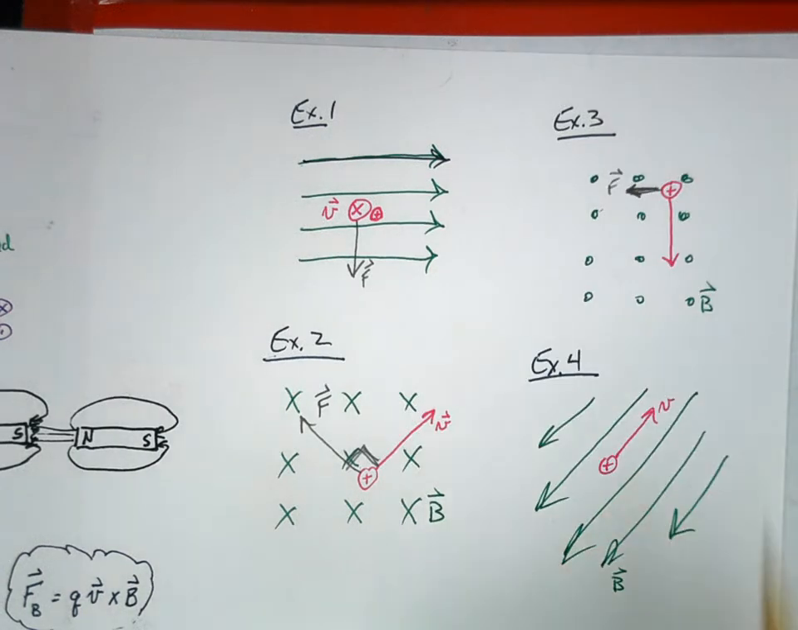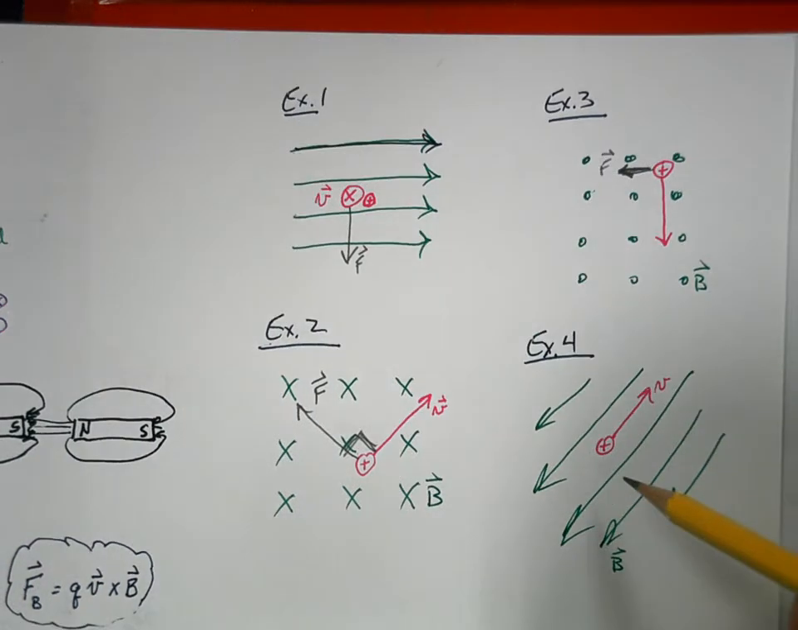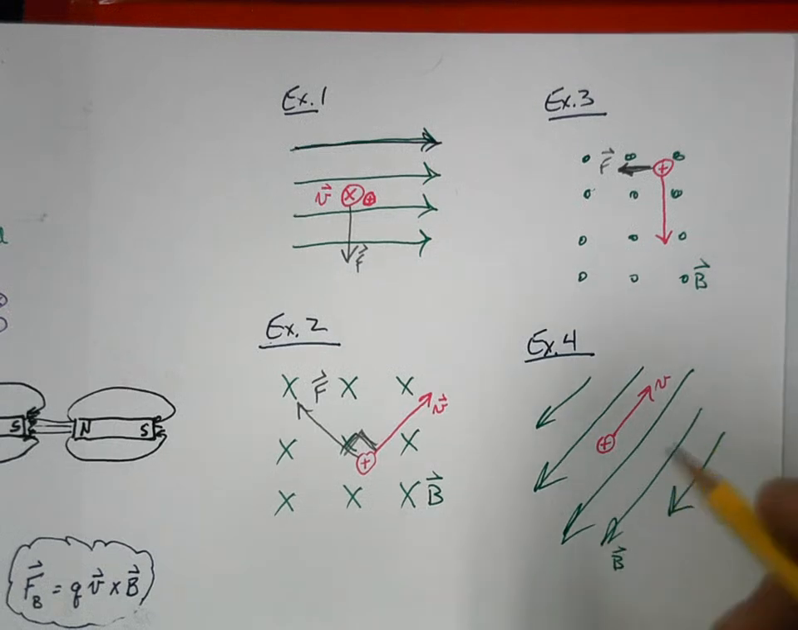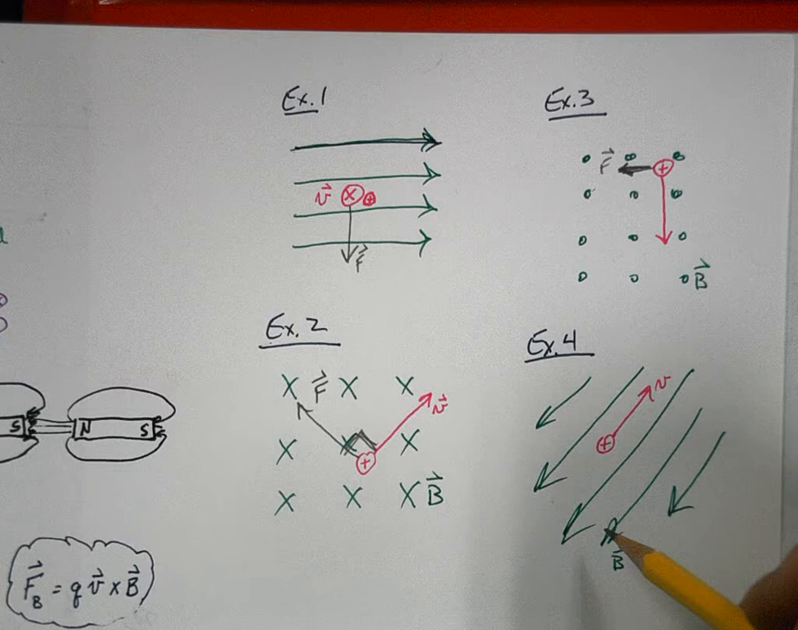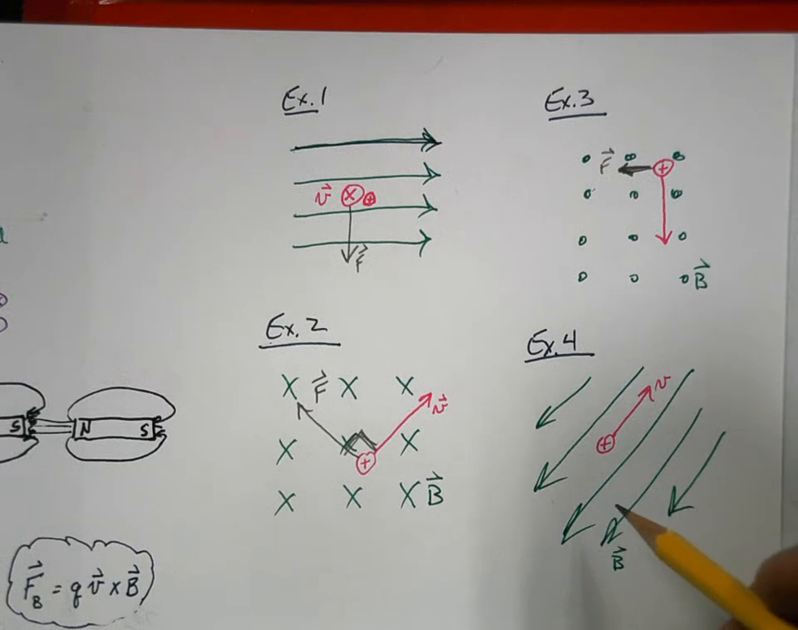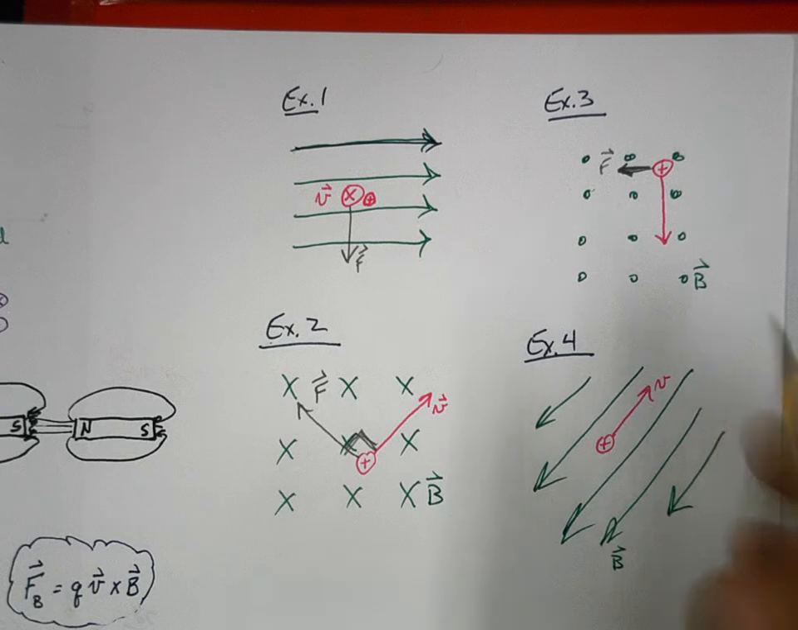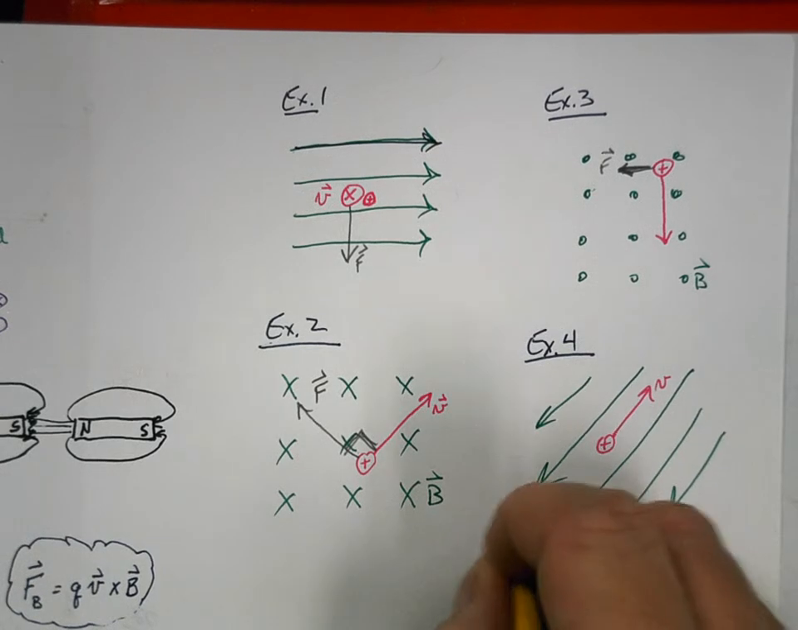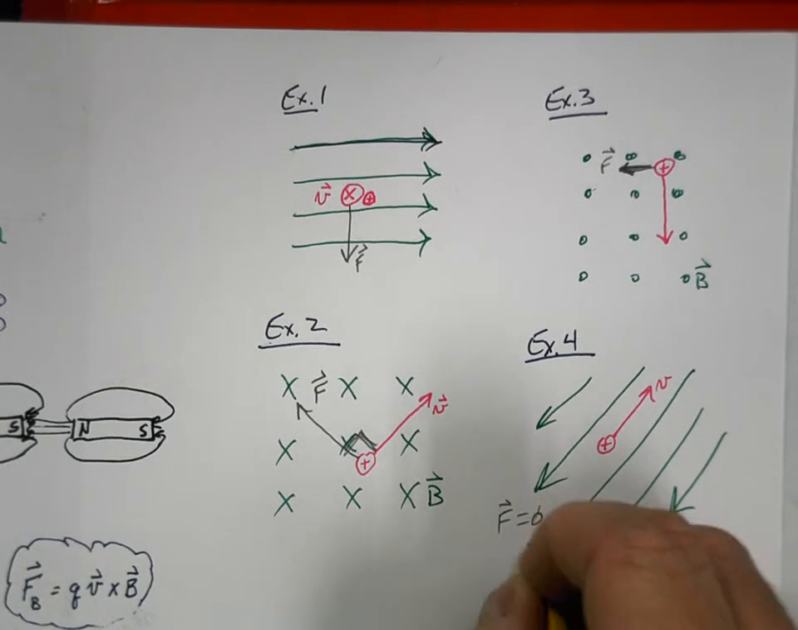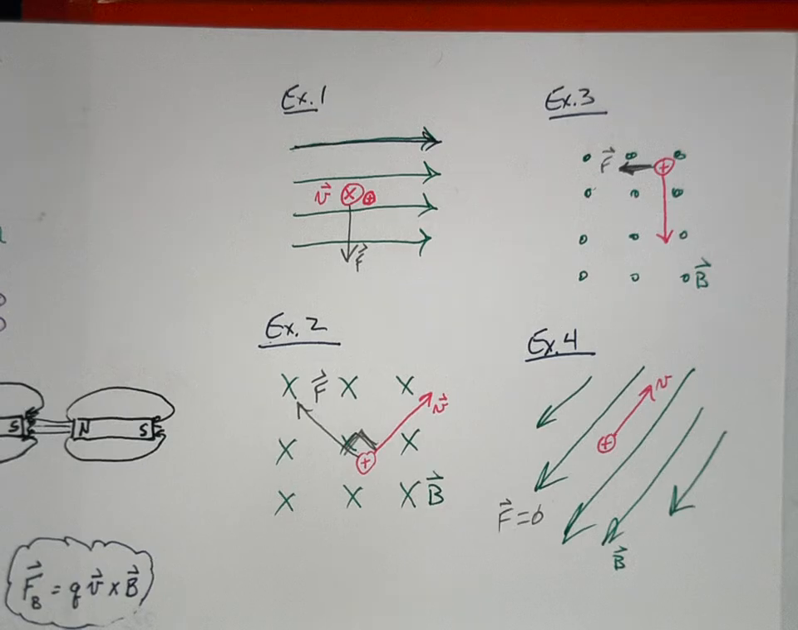Okay. And finally, Nick, thank you for stealing the thunder. The particle is moving at 180 degrees to the actual magnetic field, and so sine of 180 is 0. Therefore, there is no force. F equals 0. There's no force on that object.